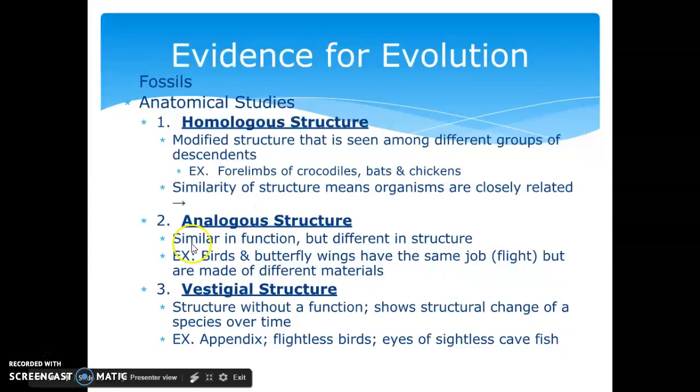Analogous is just the opposite. Similar in function, but different in structure. So these guys here, birds, their forelimbs are used for flying. Butterfly, also used for flying, but they are not even close to having the same structure. And then a vestigial structure is a structure that no longer has a function. Our appendix is one of them. Eyes of sightless cave fish, okay? They still have the eyes, but they don't function. They don't use them because it's so dark down in the caves.